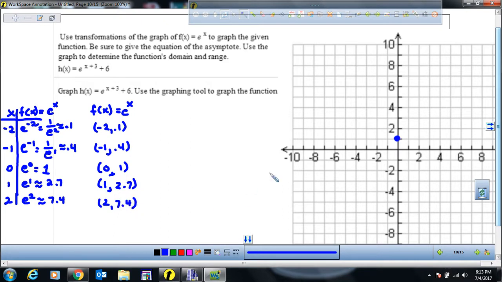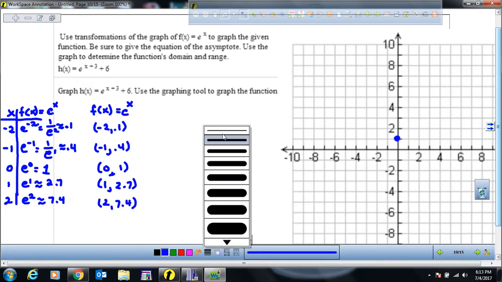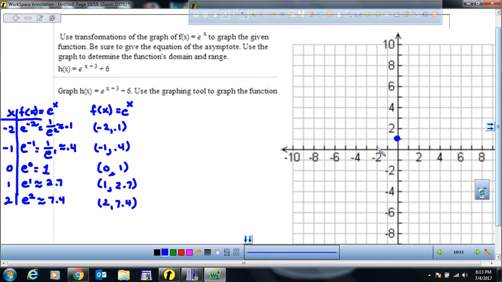So we graph these points. -2, 0.1 is going to be very close to the x-axis again. The next one is -1, 0.4. It is somewhere around this area. Then 0, 1 is already there. We knew that it was going to be there. 1 and 2.7 is somewhere around this area right here. And 2 and 7.4 is right around this area. So once we connect these points, this is what the graph of e to the x is going to look like.